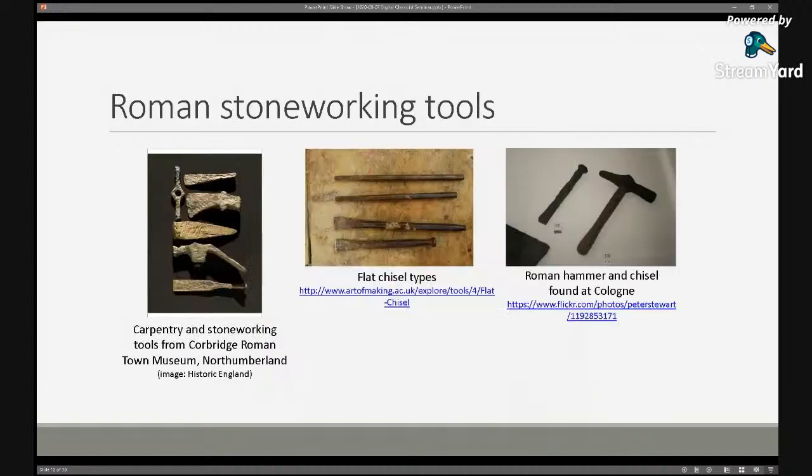Anyway, we can see that we do have some evidence for stoneworking tools from archaeology. To the left and on the right-hand side, we've got some Roman examples. You can see that there are various hammers, chisels, and we have quite a lot of evidence. There have been projects that have studied this, and projects like the Art of Making have studied stoneworking tools and the processes by which inscriptions and sculptures were created. So we've got a bit of evidence from the archaeological field there.